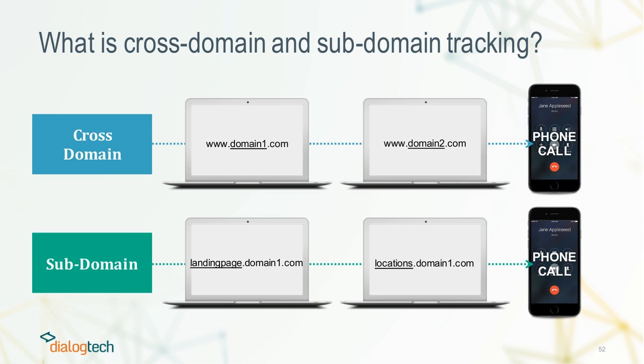Subdomains are typically portions of a single website, right? So very often we see folks put their SEM landing pages on a subdomain. I'd say that's the number one use case we see. I also see a lot of folks putting their store locator on a subdomain, or maybe their careers page on a subdomain is pretty common to see. And so with subdomain tracking, we're still on domain 1. We're tracking them from landing page to locator and then through to the phone call.